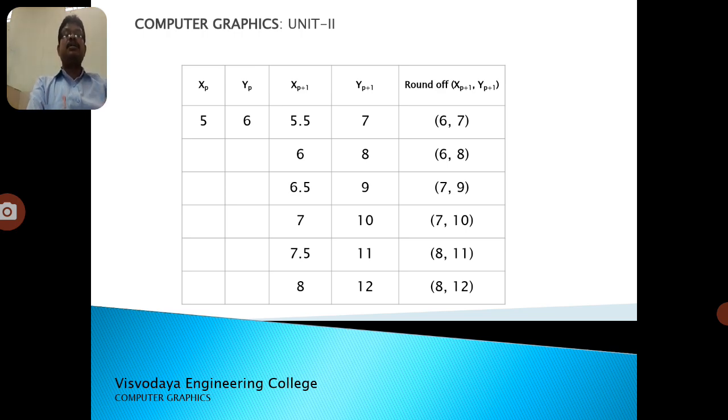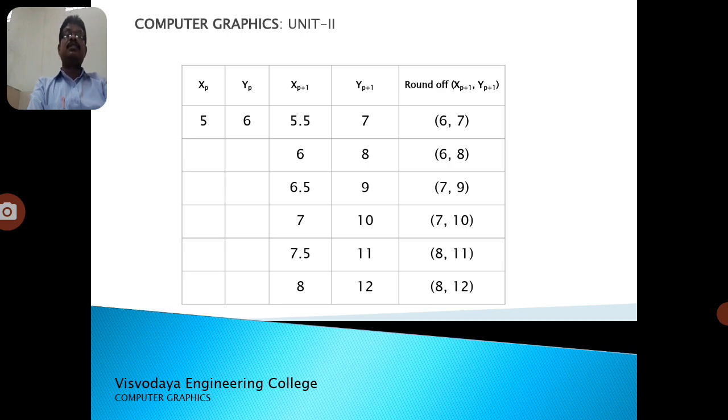In the next one, again you can see, is m greater than 1? Yes, then we can continue this process until the last coordinate is reached. What is the last coordinate? Given 8 comma 12. So you can observe the derived coordinates are 6 comma 7. Again you can take the 6, and apply the same method. The next coordinates are 6, 8.